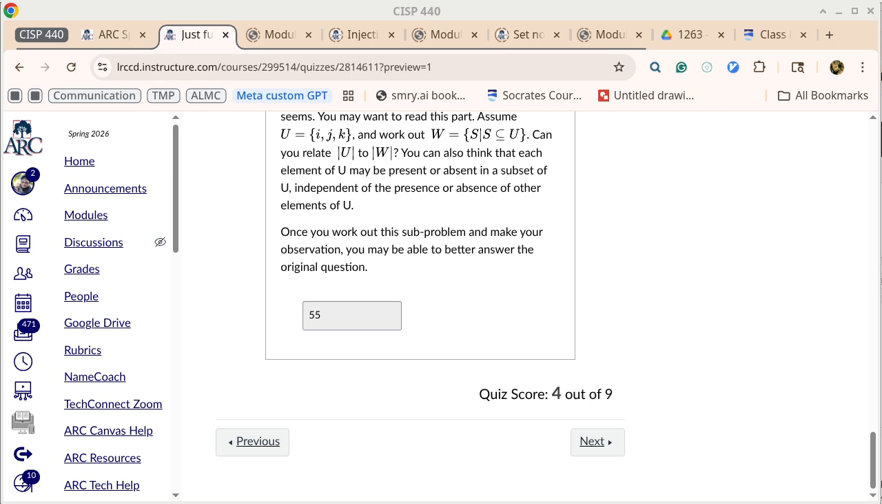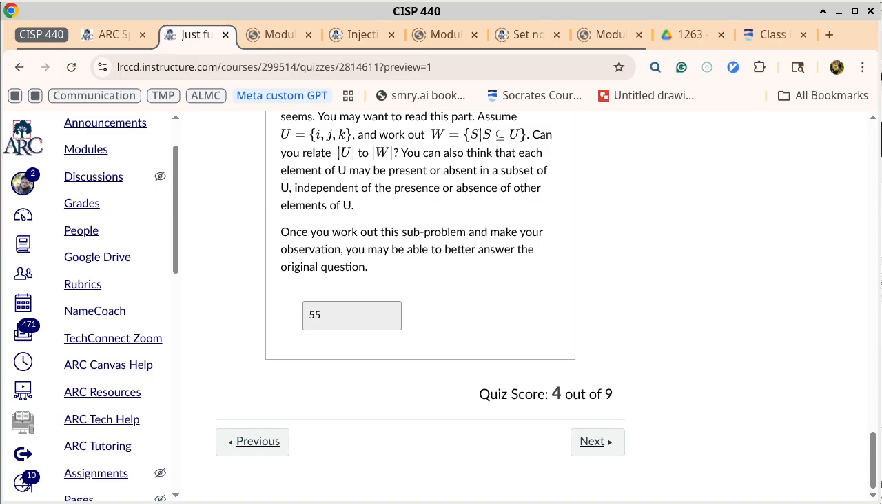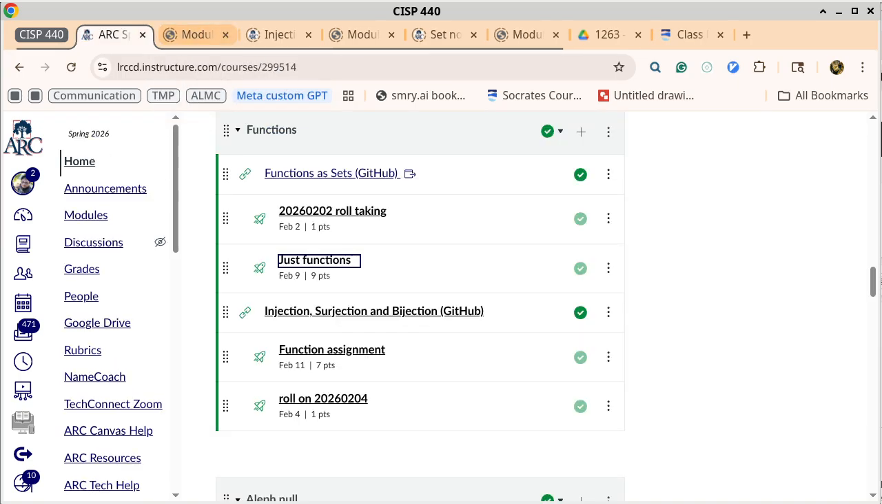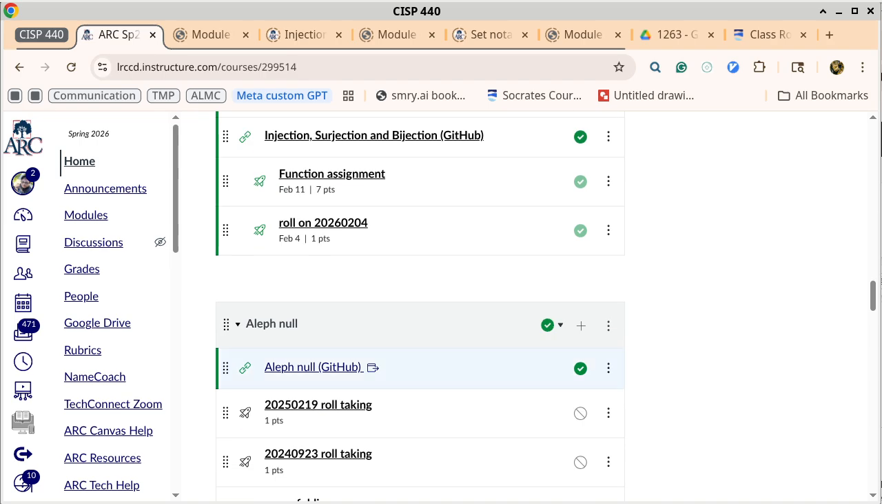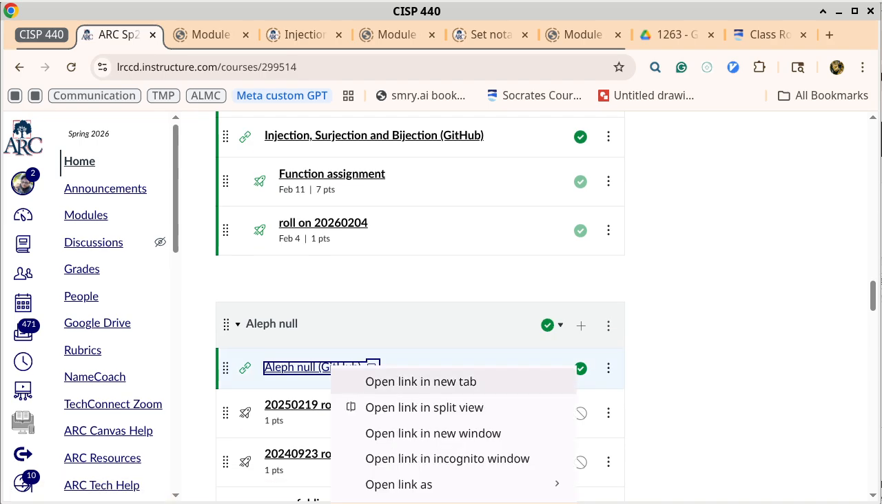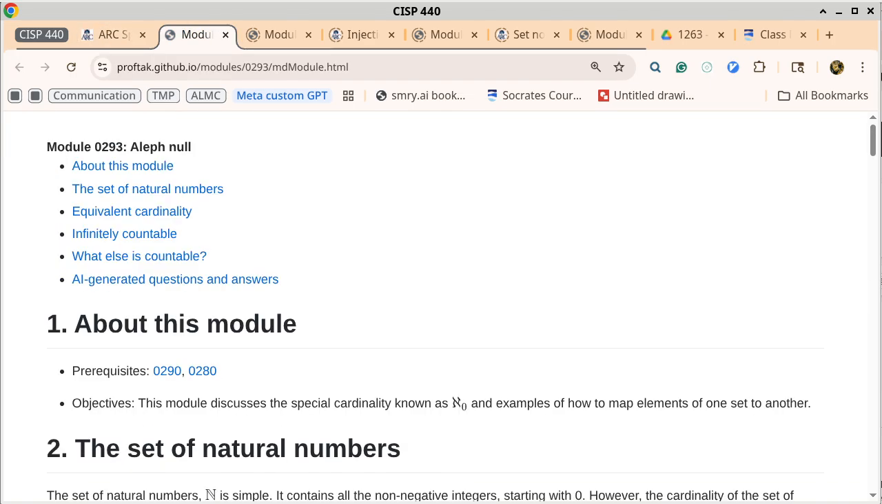All right, so now we can go ahead and talk about a new topic. The new topic is about Aleph Null, and we're going to take a look at it. So the Aleph Null module is this one.